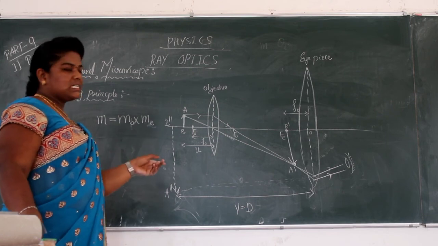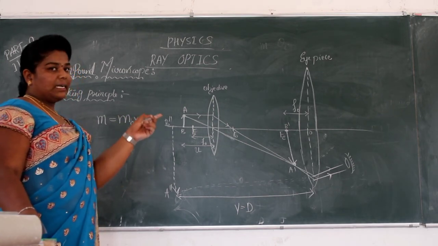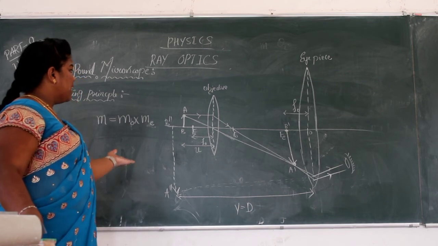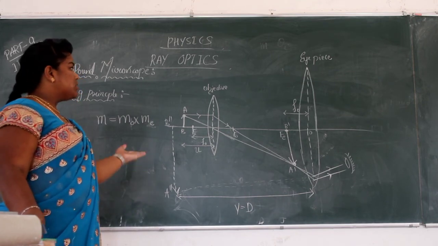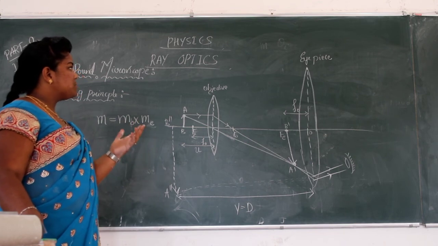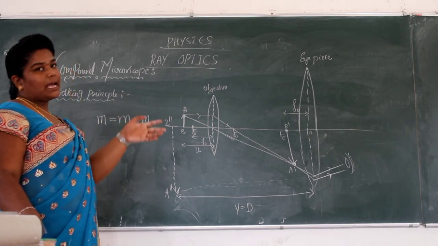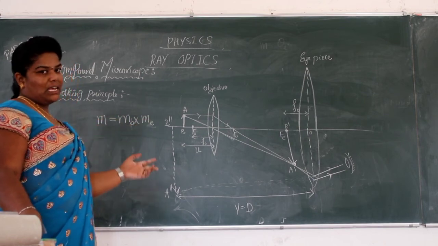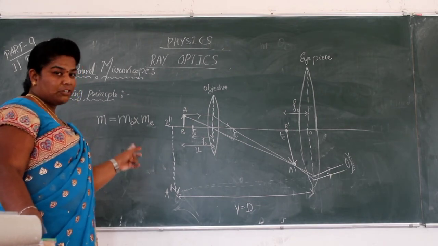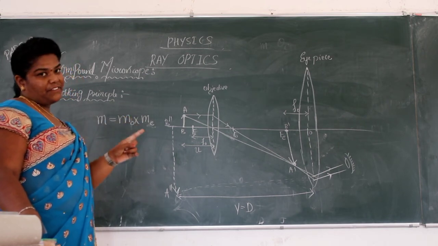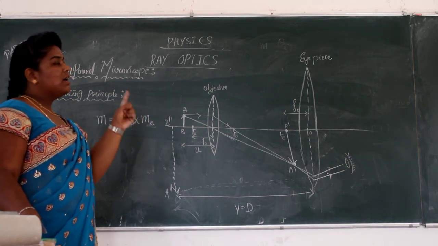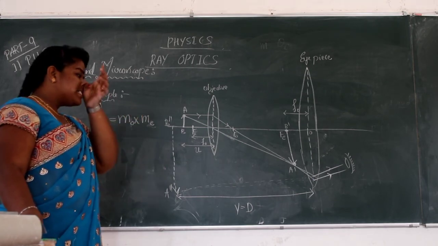To get the image at least distance of distinct vision, where is that object? It is near FE, the principal focus. Otherwise the image would form at infinity, and we would not get the A double dash B double dash image. So since we need a distinct image, there is an adjustment screw. With the help of that adjustment, we can adjust the distance between the object A dash B dash and the eyepiece, so that we get an image A double dash B double dash at least distance of distinct vision. So this is the linear magnification case. What is the magnification of the eyepiece? It is similar to the linear magnification case of the simple microscope.